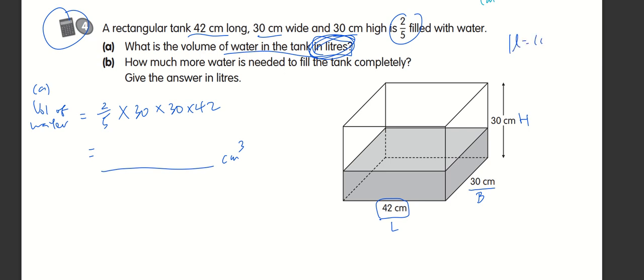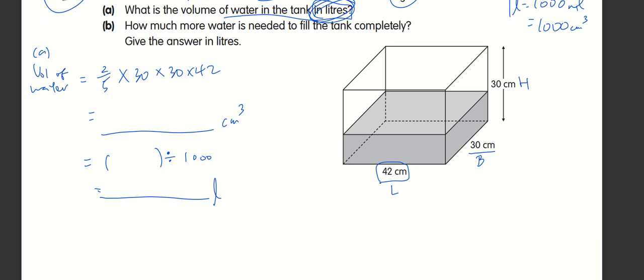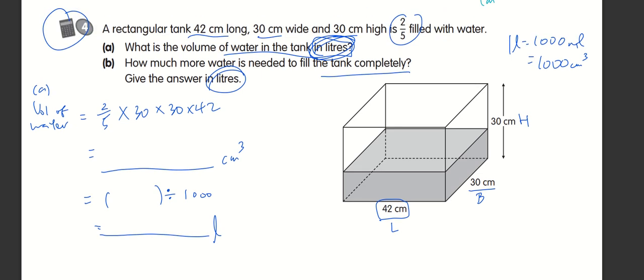So 1 liter is 1000 milliliters, which is equivalent to 1000 cubic centimeters. So from here, I want to convert to liters. So I have to divide the value by 1000, and I'll get my liters. Now, how much more water is needed to fill the tank completely? Give your answers in liters again. So I have 2/5 is this value. That means I will need completely, so this is 3/5.